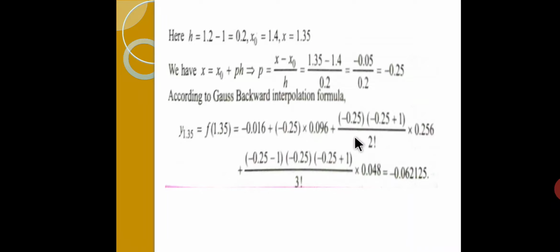So substitute the values from the difference table and simplify this calculation using a calculator. We get the value minus 0.062125. So at x equal to 1.35, the value of y is minus 0.062125.